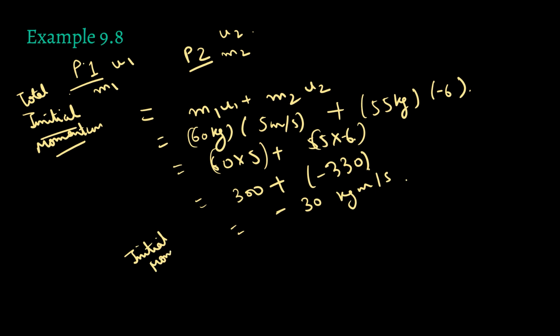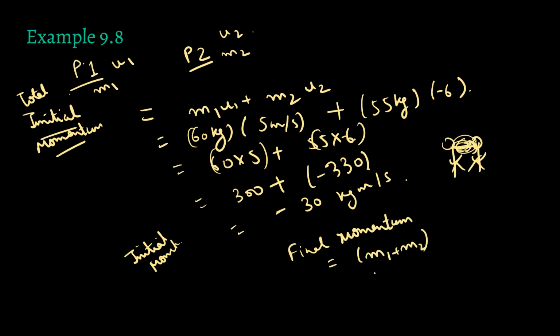Okay, so let's calculate the final momentum. What will be the final momentum when these two players got entangled, when they both came in contact with each other? Final momentum will be m1 plus m2. This will be our total mass of the final momentum, right? And let's say that the final velocity of this system is v.